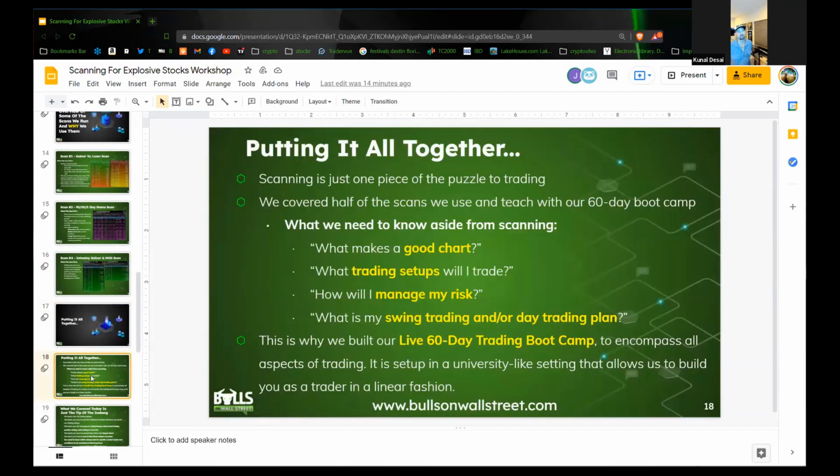Now let's talk about putting it all together. Scanning is just one piece of the puzzle. Once you find the stocks, you have to know how to trade them. What's actually a good chart? What's a good pattern? What are the functions of a good pattern? A great pattern, meaning a reason you would buy a stock, consists of 5 things.